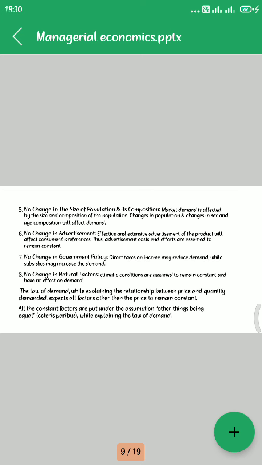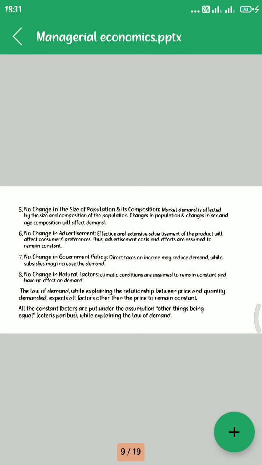Fifth, no change in the size of population and its composition. Market demand is affected by the size and composition of the people. Change in population and change in sex and age will affect demand. Sixth, no change in advertisement. Effective advertisement of the product will affect consumer preference. The advertisement cost and effect are assumed to remain constant.